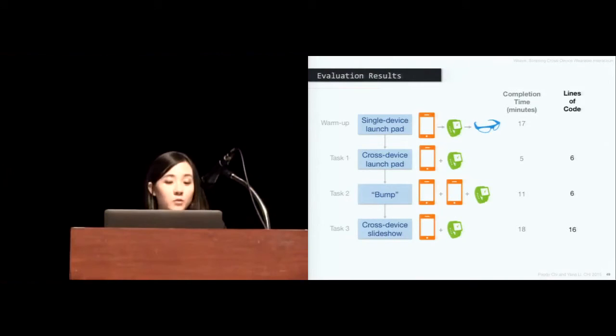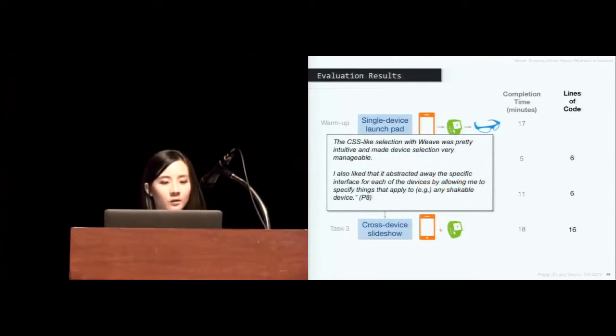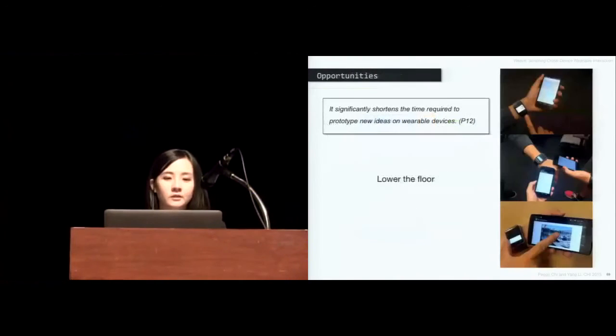In terms of the number of lines of code in their script, excluding the HTML and code comments, each task required a relatively concise script. We found that participants retained their web programming styles when scripting using Weave. One participant explained, "The CSS-like selection with Weave was pretty intuitive and made device selection very manageable." Another said, "It significantly shortens the time required to prototype new ideas on wearable devices."